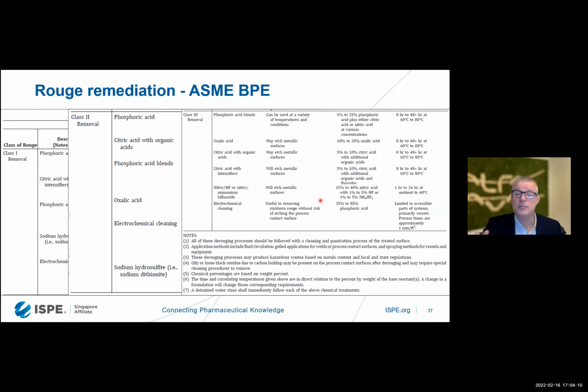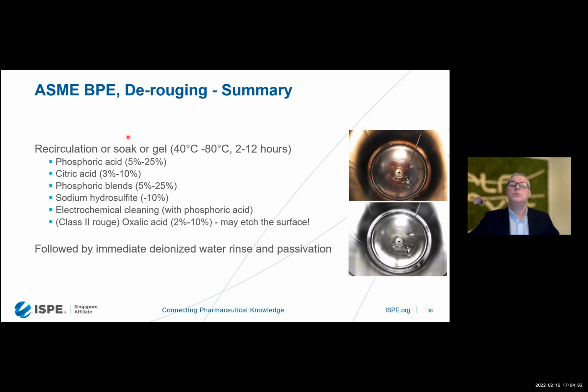But the problem with the more advanced cleaning methods is that they will etch the surface, so it will destroy the surface finish, and that's not good for the long term in rouging. So I would instead summarize this a little bit and make a recommendation that you do this de-rouging typically by recirculating this acid in your system.